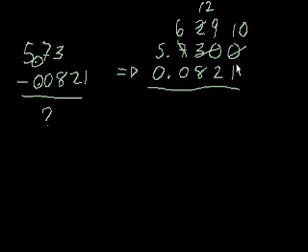So let's check again. 10 is larger than 1. 9 is larger than 2. 12 is larger than 8. 6 is larger than 0, and 5 is larger than 0. So now we've done all of our borrowing, and we're ready to do some subtraction. And this is the easy part.